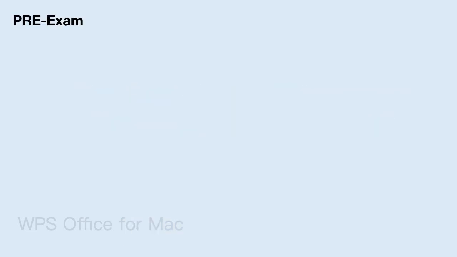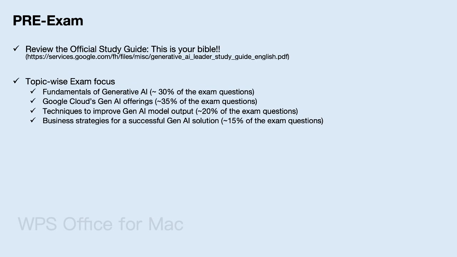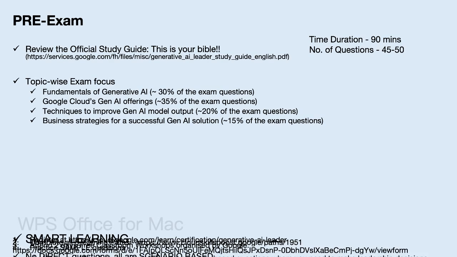Let's first dive into pre-exam. The initial step would be to review the official study guide. This is your Bible. You can download the PDF from the link which I have provided. Second, the time duration for the exam is 90 minutes and you will receive close to 45 to 50 questions, which will be divided among the four major topics with the percentages as provided by the Google guidelines.